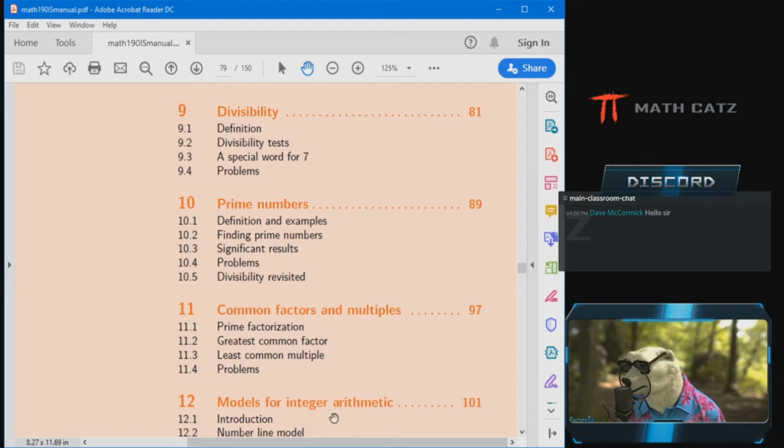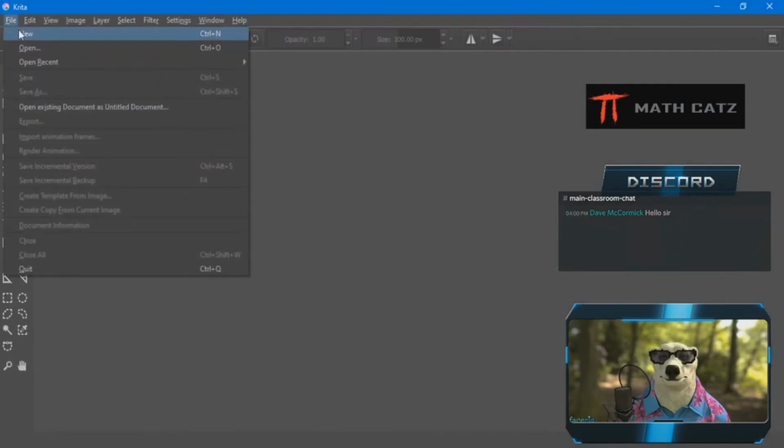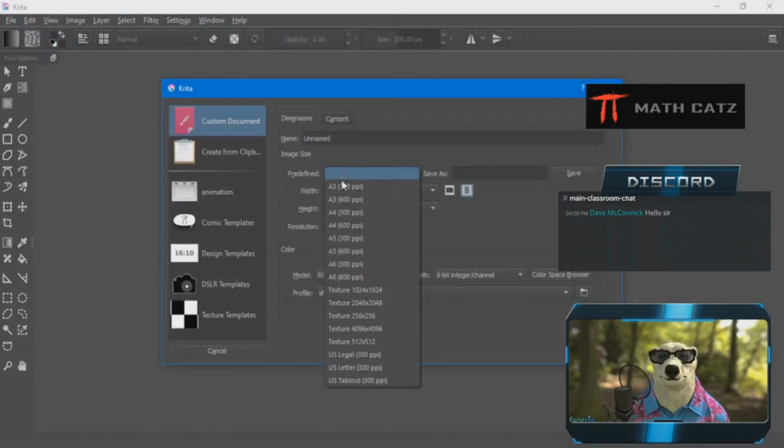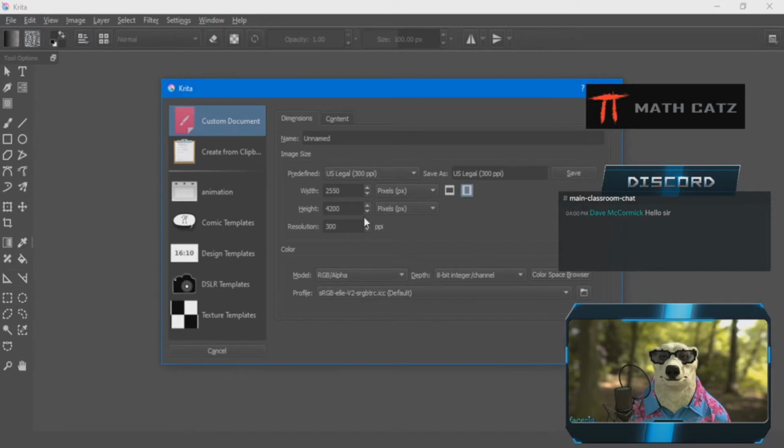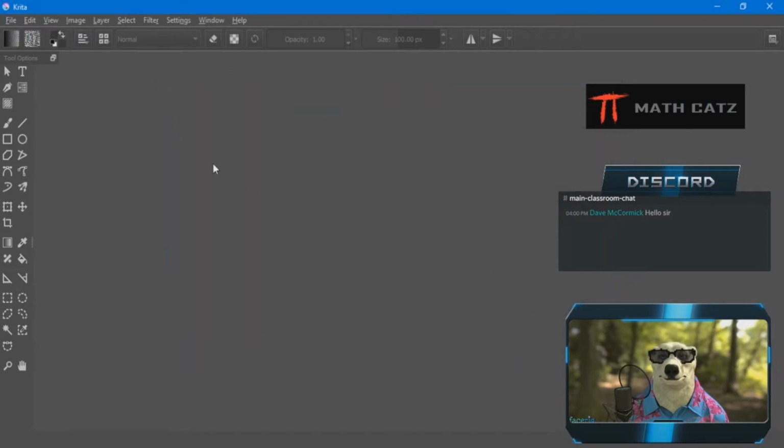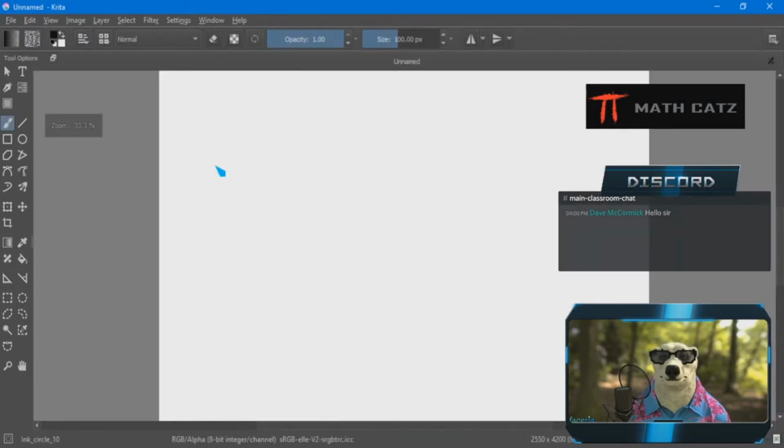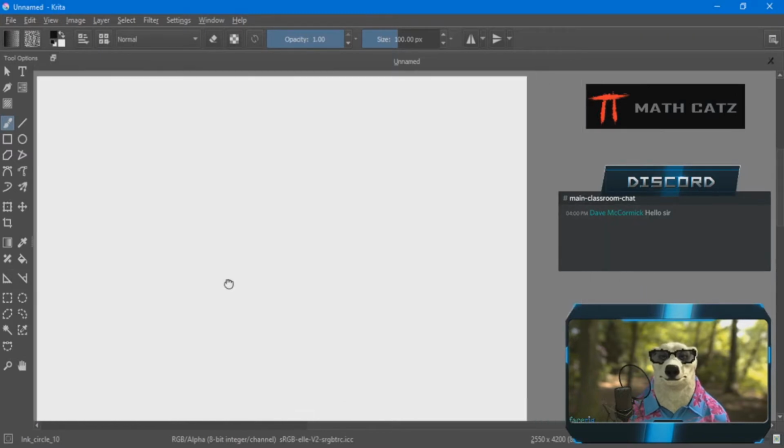Where is my... Oh, here it is. Let's make a page. Let's zoom in on the page. Oops, too much zoom, too much. Back it up. There we go.